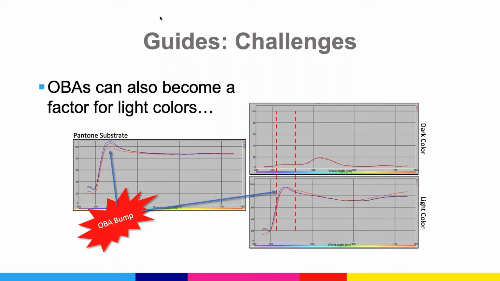Whereas a light color, which is predominantly transparent, you see that while it's attenuated, it's not nearly as prominent as the raw substrate. It still creates a challenge to get and maintain a good match. So that is something to keep in mind when evaluating these colors.